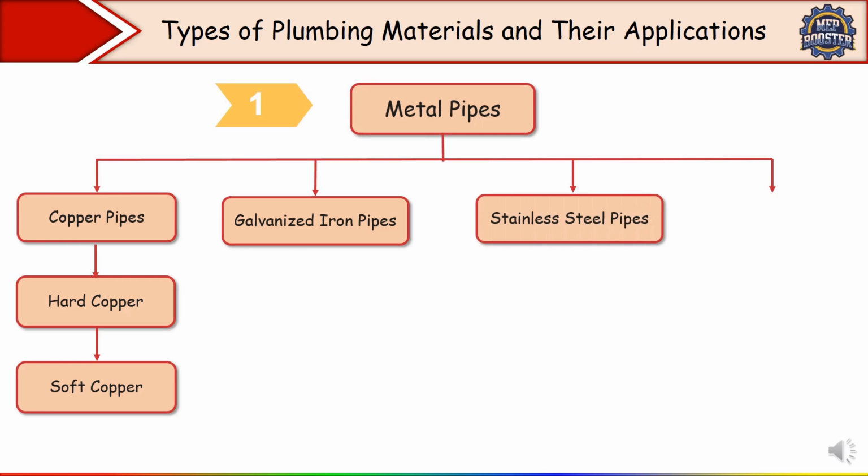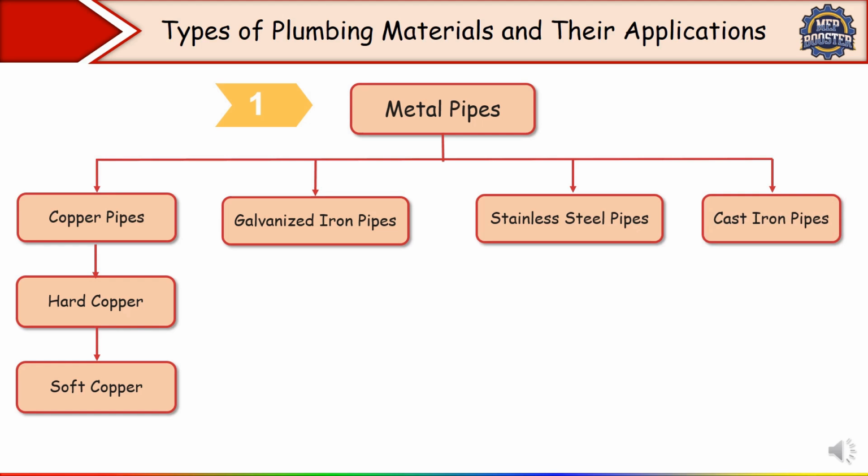Now the third type of metal pipe is stainless steel pipes. Stainless steel pipes are corrosion resistant and highly durable. So it is ideal for areas prone to corrosion or high salinity, for example, coastal regions. But the problem is what? Stainless steel pipe is more expensive but has a longer lifespan.